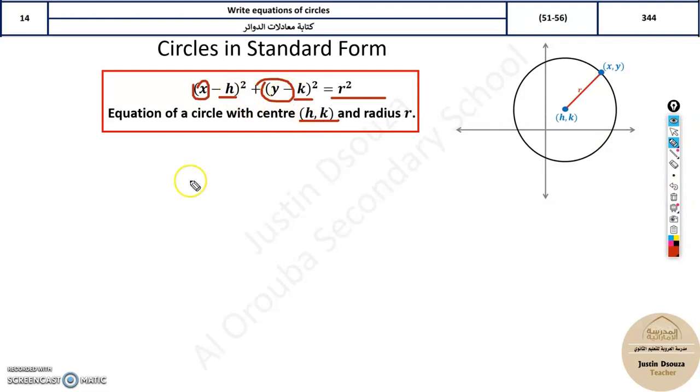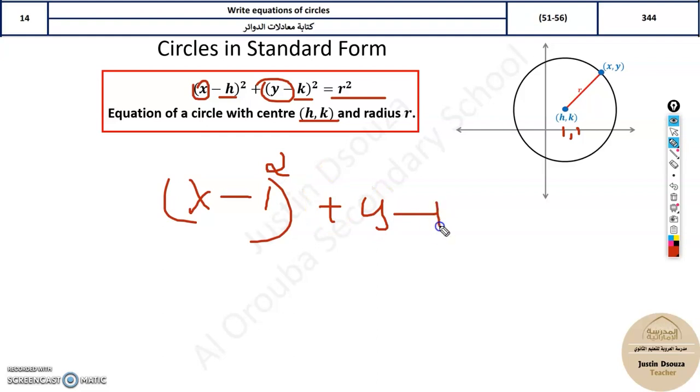X and y in the equation, you don't write x and you don't change this. Write x as it is minus whatever the center is. Imagine this was 1 comma 1, then it will be x minus 1 the whole square plus y minus 1 the whole square equals r squared. Depends on what is the radius. If the radius was 5, then r squared would be 25.